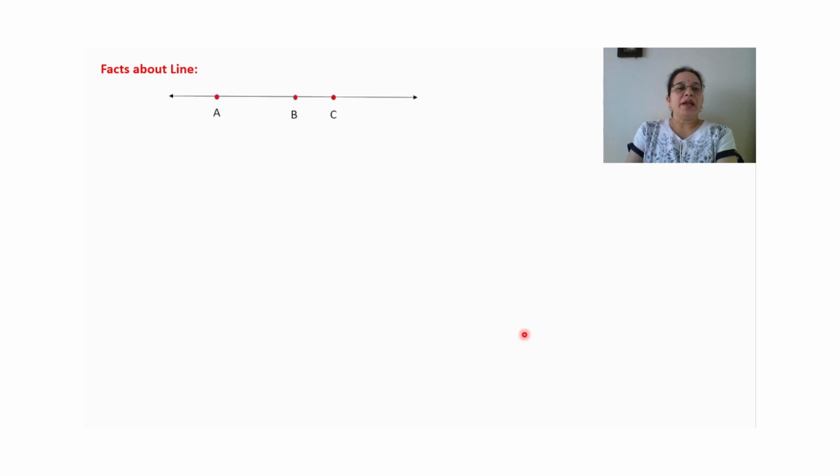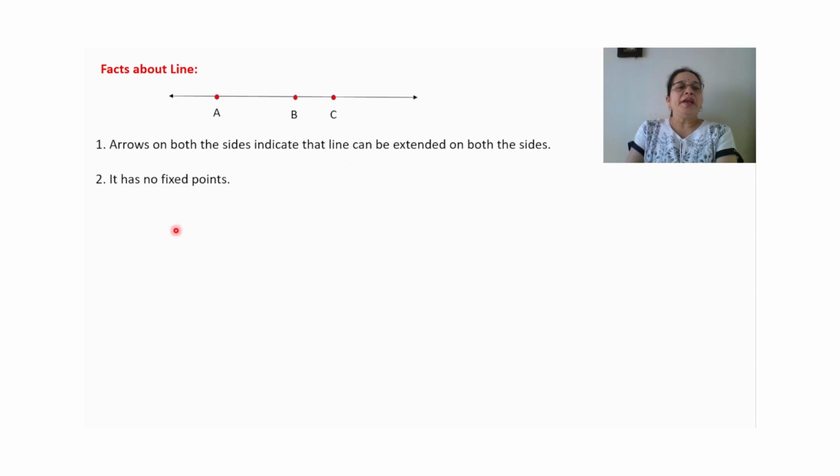Facts about the line. This is the figure of a line. Here a few facts are there. Arrows on both sides: these arrows indicate that we can extend the line in both the directions. It has no fixed point. Since we can extend it in both the directions, it means it has no fixed points.